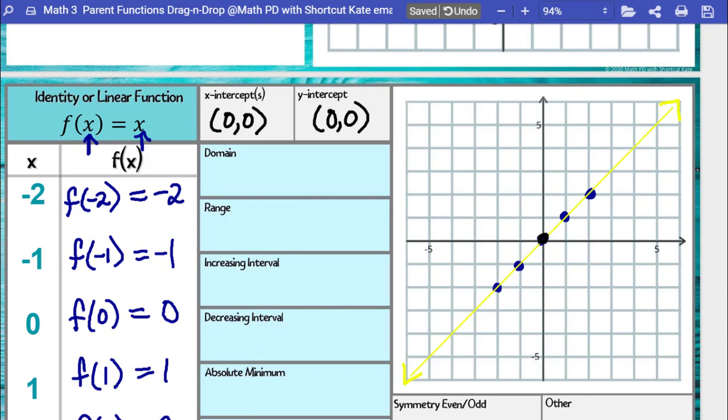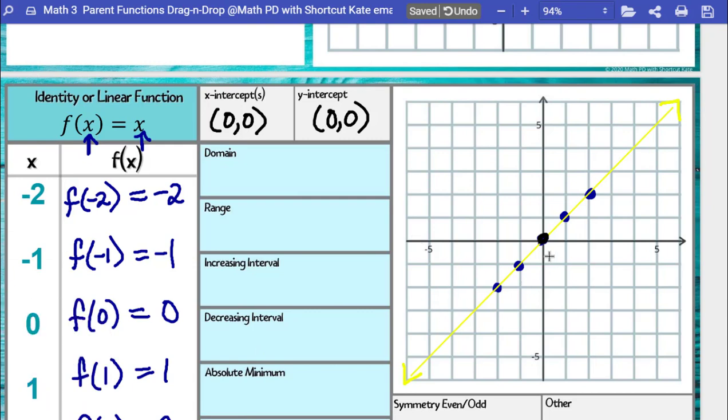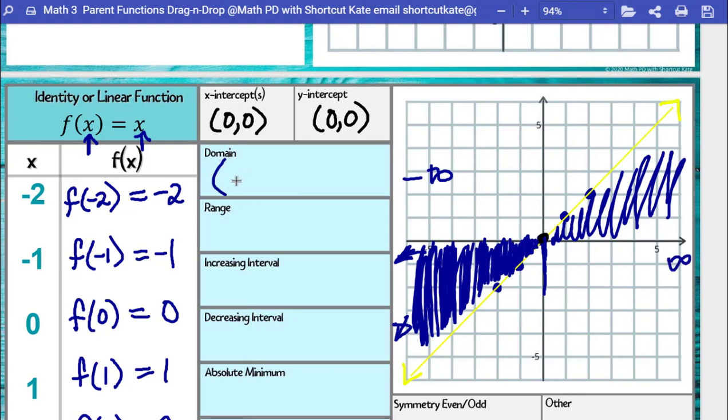Now let's look at domain. So I'm going to take that same method where I go from the graph up to the x-axis. And as I color, I hope you can see that all the values are going to be included. And I can likewise go the other way. So again, we have -infinity up to infinity. We're writing in interval notation.